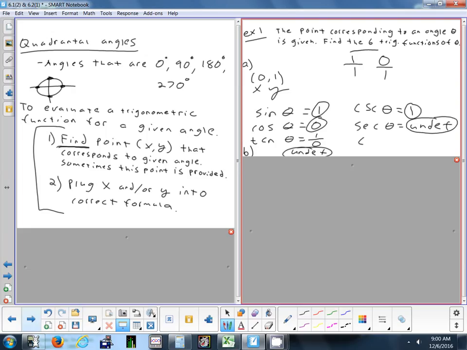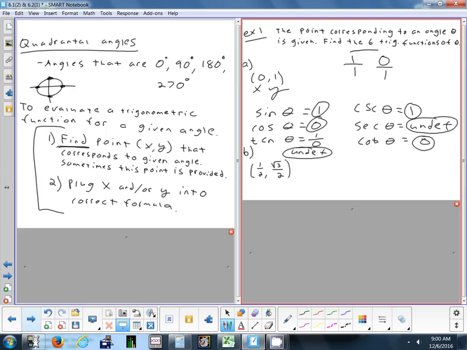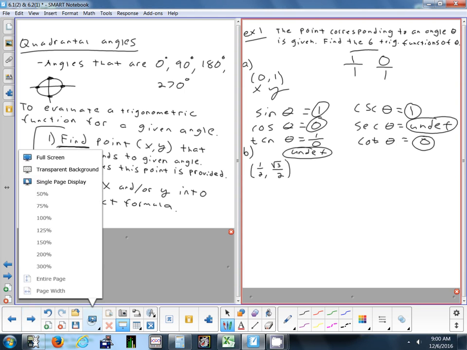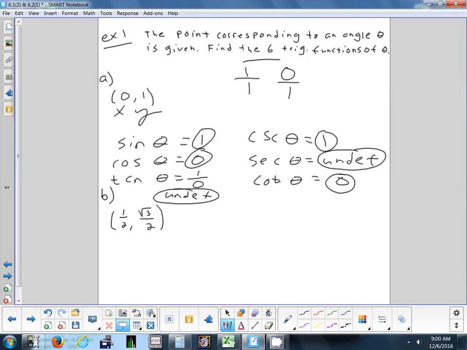And what about the cotangent? When you flip it, you get 0 over 1. And what's 0 divided by 1? 0. So the only one that's tricky is when you flip 0, you get undefined. When you flip undefined, you get 0. And this one worked out nice because there really wasn't a lot of arithmetic. And in the next one, we have a little bit of arithmetic we're going to have to do when we go through it, but nothing we haven't done before.